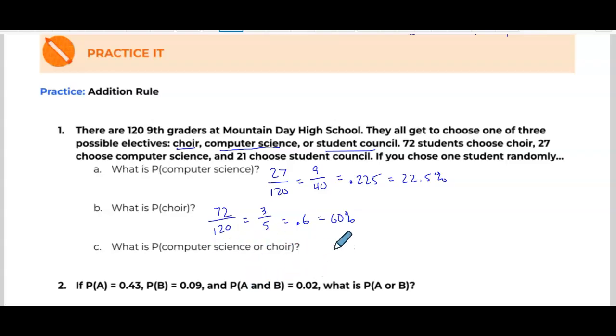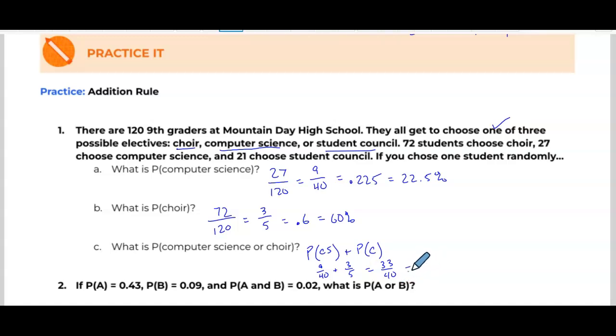Okay, computer science or choir, which means I need to take the probability of computer science plus the probability of choir. And it looks like they only get one elective here. So there's no possibility of both of these things happening. So I can just go with this addition and stop there. So I can do 9/40ths plus 3/5. Okay, and if I scale this up to 40ths, I would have times 8, so 24 plus 9 is 33/40ths.